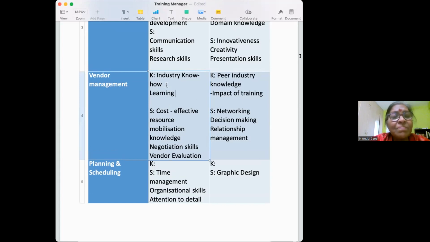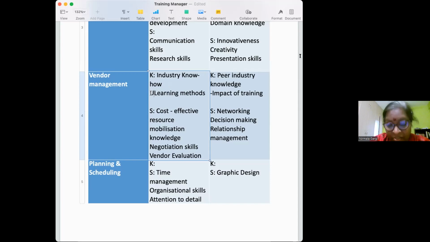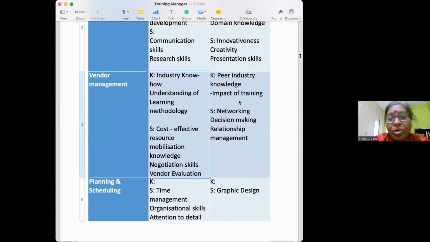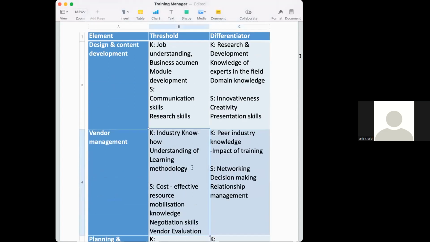You agree? I agree. But now at the skill level, learning methodologies, right? Learning methodology. Adult learning. So when you are talking about design and delivery, you have to have a good knowledge about adult learning. I agree. That is more active nowadays. You agree? Yeah, 100%.